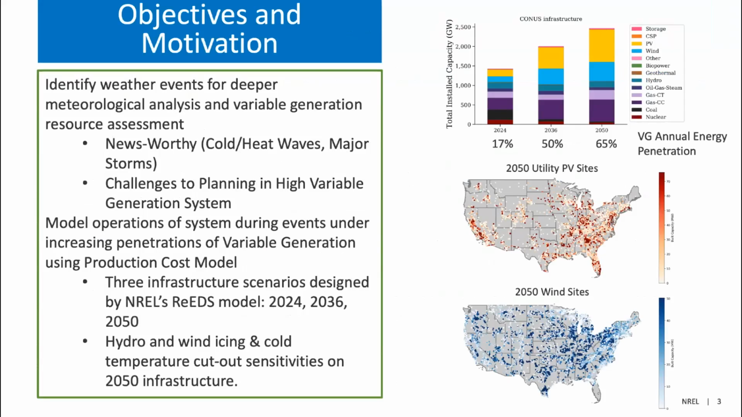So just to review what our objectives and motivations are here, we wanted to look at weather events that might stress the system today, and then other weather events that might stress the system in a higher variable generation future, just to understand how these different types of weather events might evolve as we increase our penetration of wind and solar. So we wanted to do a meteorological analysis of those events along with an assessment of variable generation resources.